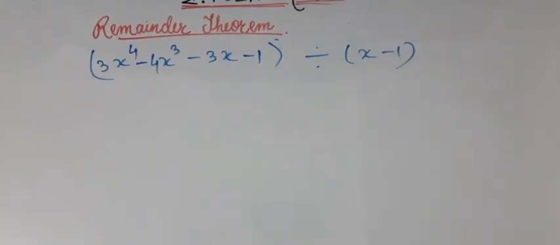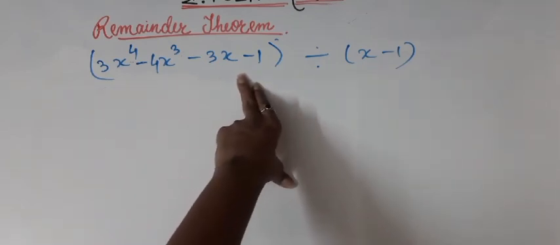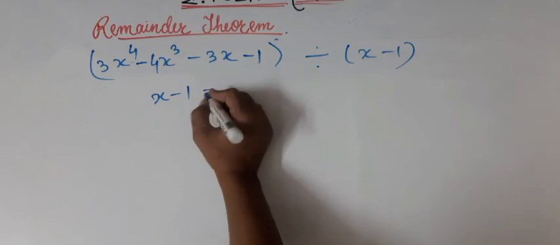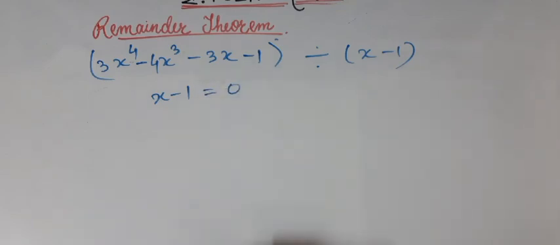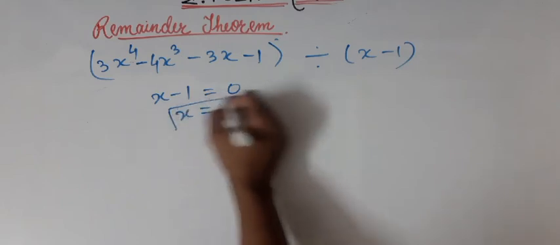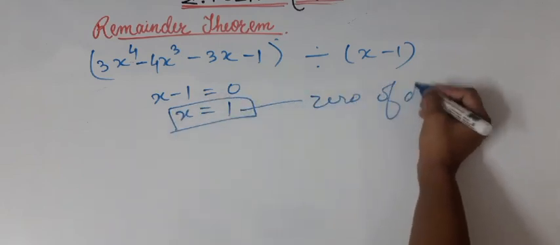Okay. So we have to find the remainder in this. So this will be your dividend and x minus 1 is your divisor. To find its remainder, first we have to find the zero of the divisor. What is your divisor? X minus 1. To find its zero, we have to equate it to 0. Okay, so what will we get as the value of x? X is equal to minus 1, after going to that side, it will be plus 1. So this is nothing but the zero of the divisor.